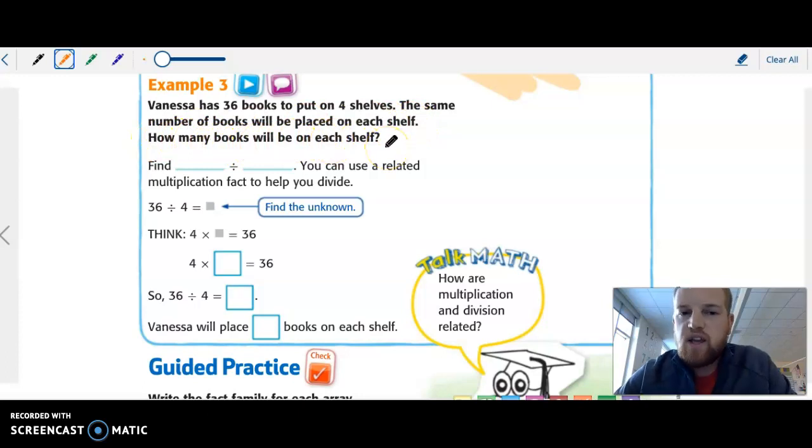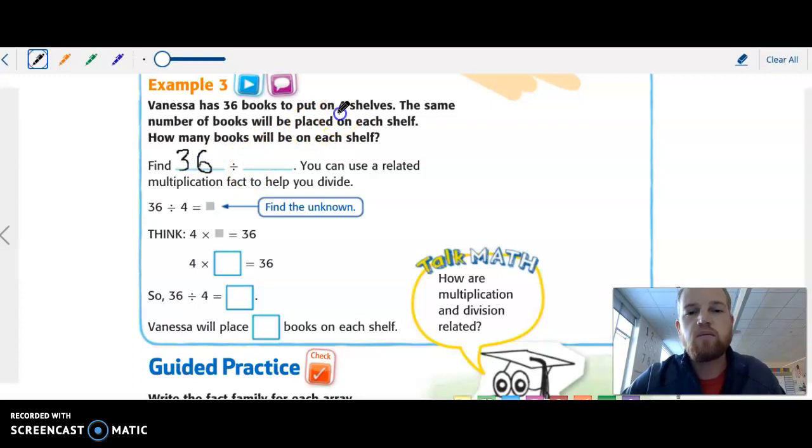When we think about breaking things up, and this is really taking a total and breaking it into equal groups, that tells me I'm going to be doing division right away. So I know my total is going to be the 36 books that I start with. So I'm going to start with that as my dividend. Now my divisor, what I'm dividing by, is going to be how many groups I'm making.